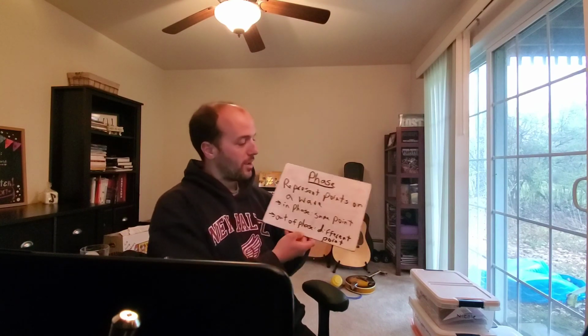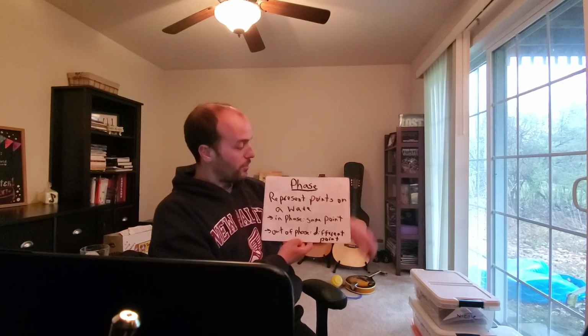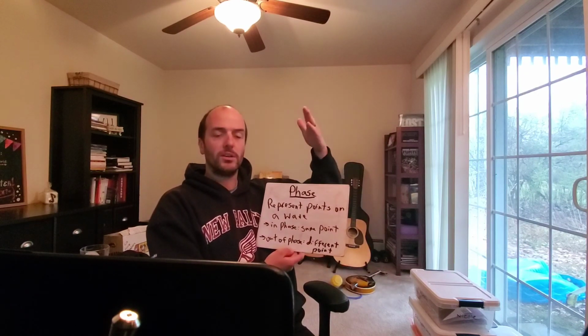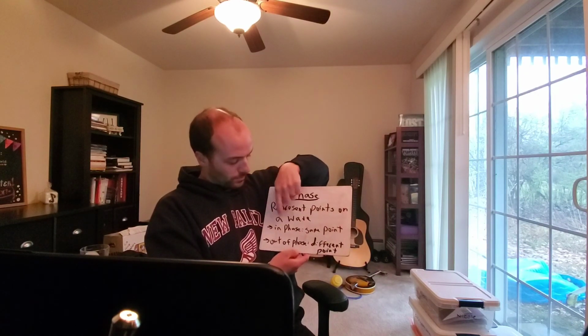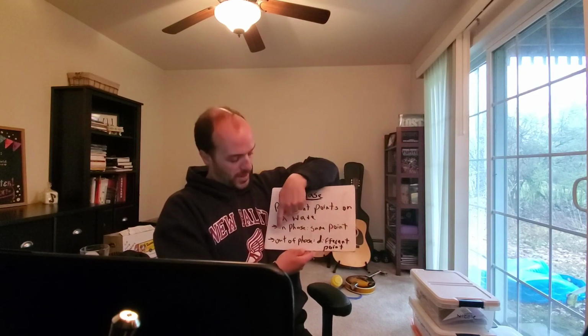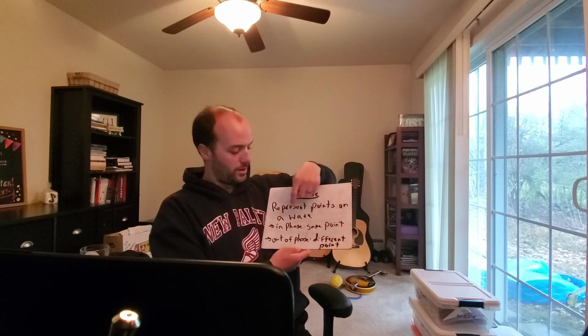All right, so the first property we're going to talk about is something called the phase of a wave. Okay, now what is the phase of a wave? Well, basically it represents points on a wave. Different points are at a different phase. Now, you can be either in phase with a certain point, or out of phase with a certain point. When you're in phase, you're at the same point on that wave.